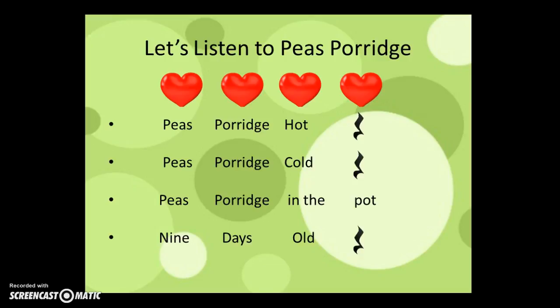Now, porridge is an actual type of soup or oatmeal that you eat for breakfast. Normally, we would almost call this oatmeal in America, but in some other countries, they call it porridge. So porridge is a type of oatmeal. So let's listen to the song again, following along with the words this time. You may clap along if you like.